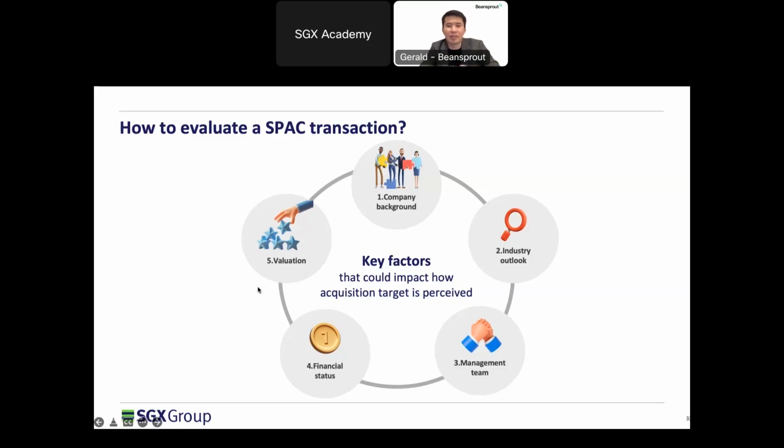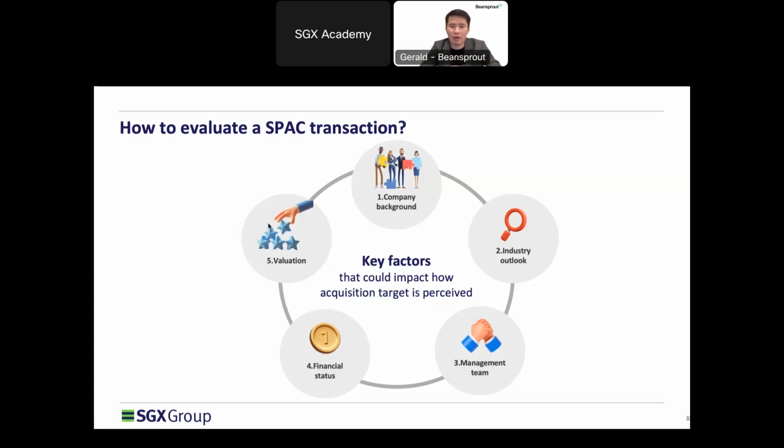Last but not least, we can look at the valuation, because every company actually has a price to it. It can be a good company but very expensive, in which case it may not be such a good investment. So we want good companies at attractive valuation. That's the last point that we will consider, which is really the valuation of this acquisition. So these are 5 key things that I will personally keep a lookout for when evaluating a SPAC transaction.